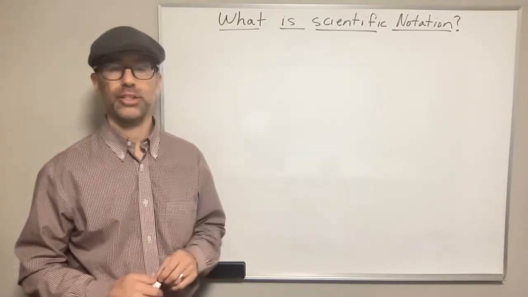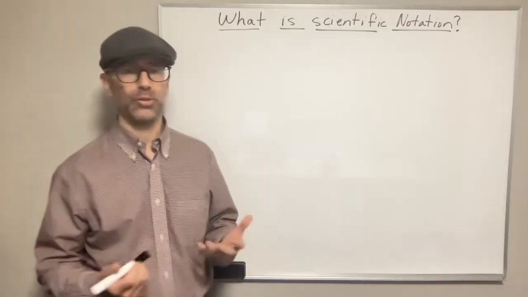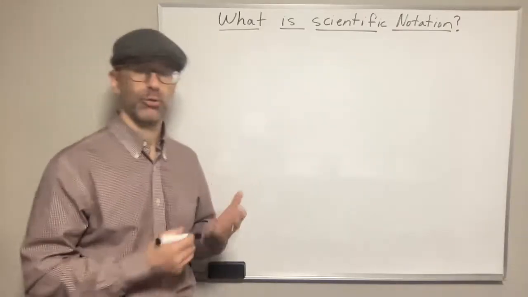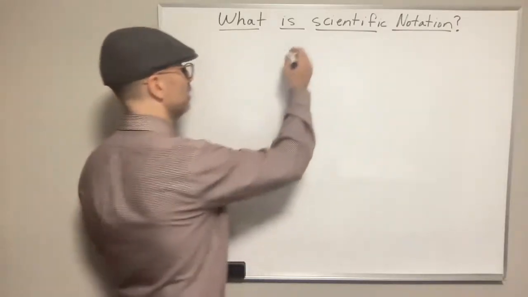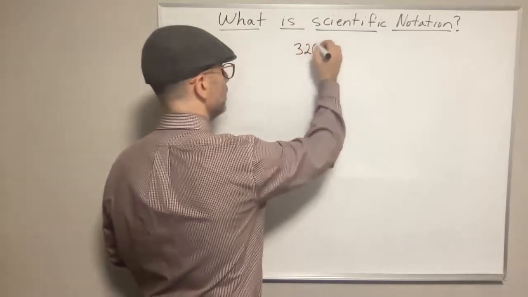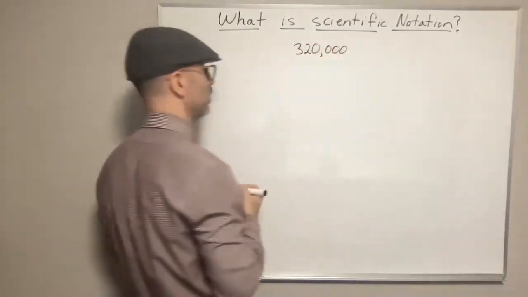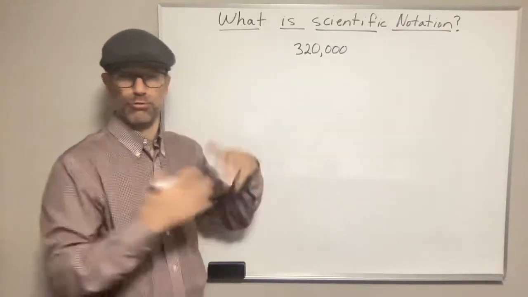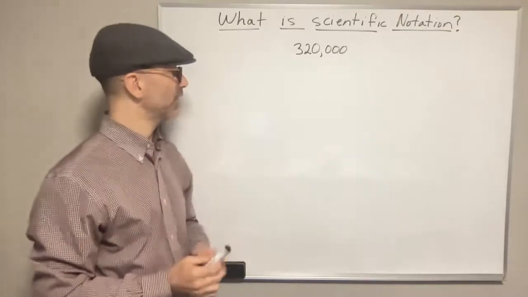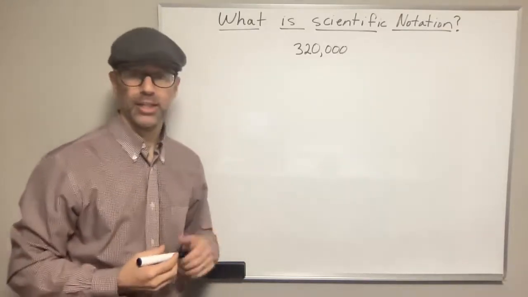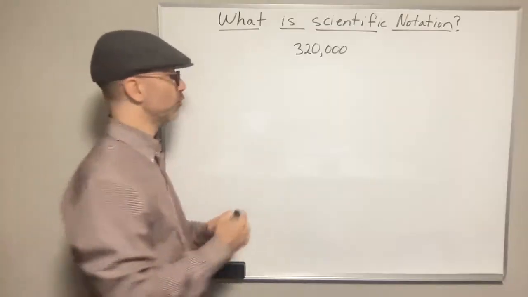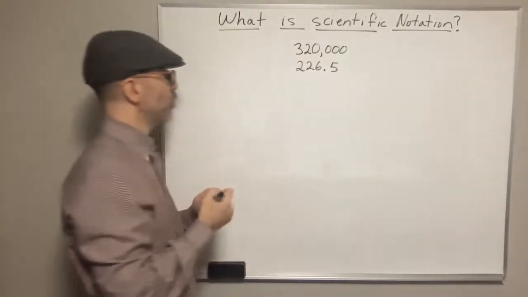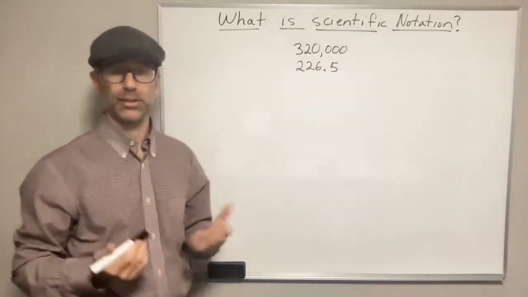So there's standard notation and then there's scientific notation. Standard notation is the normal way we write numbers, right? So if I asked you to write 320,000, you would write 320, comma, and then 000. So this would be your standard notation. This is the standard way of writing numbers that you grew up with your whole life. Or if I asked you to write 226.5, you would write 226.5. So both of these numbers are in standard notation.